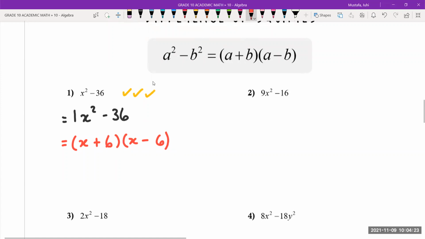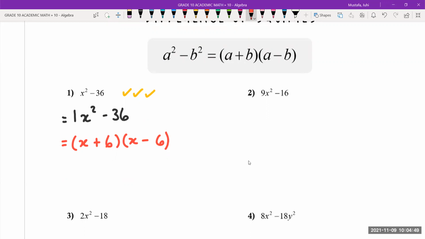Yeah, of course. So the 3 conditions are you only have 2 terms. There is a minus sign in the middle. So if there was a plus sign, it would not work. And both of the numbers are perfect squares. So numbers like 1, 4, 9, 16, 25, 36, 49, etc.